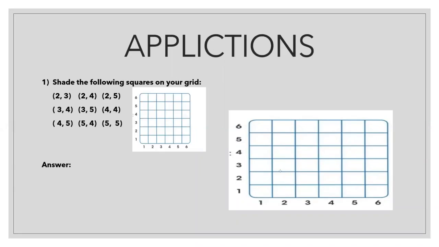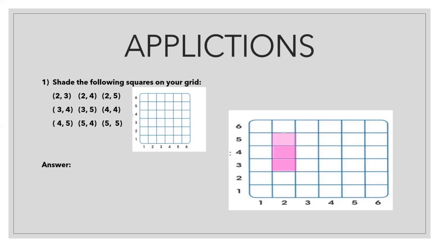So the first coordinate is 2, 3. So 2, 3 is, this is 2 and this is 3. So 2, 3 is this one. Okay, the next one is 2, 4. So there is 2 in the x-axis, 4 in the y-axis. So 2, 4 is a square box like this. Next is 2, 5. So 2, 5 is 2 in the x-axis and 5 in the y-axis. So the square box is like this. So now we have shaded 2, 3, 2, 4 and 2, 5.